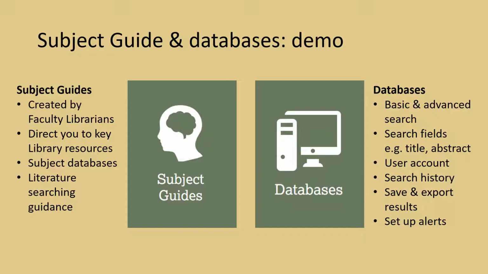The University Library pays to subscribe to databases, and they usually have a basic and an advanced search, so you can search within a field, for example title or author or abstract, and you can set up a user account. So just like OneSearch, you can save results, you can save your search, you can set up alerts and more. So let's go into another demo.